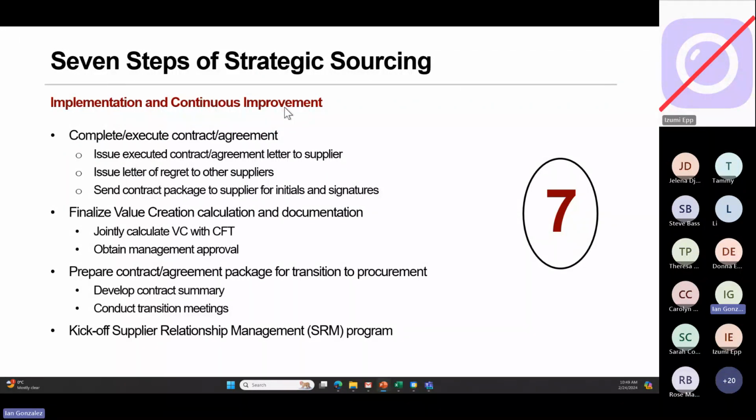This is the step that does not exist in traditional procurement. They're turning this project now into a cycle. So you execute it, okay? You calculate how much value you got out of it, all right? Then you kick off a supplier relationship management program.